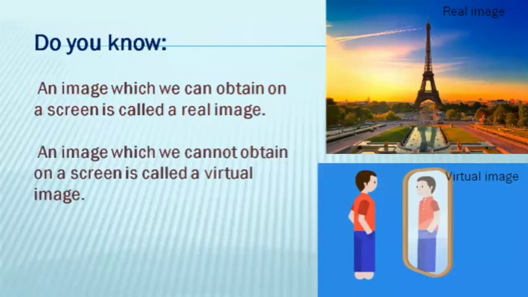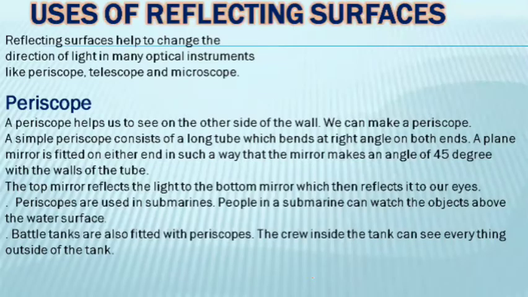An image which we can obtain on a screen is called a real image. Like this, we can take a photograph from a mobile camera or any digital camera, and we can print that real image. But the image which we cannot obtain on a screen is a virtual image. When we remove the object, the image is also removed.